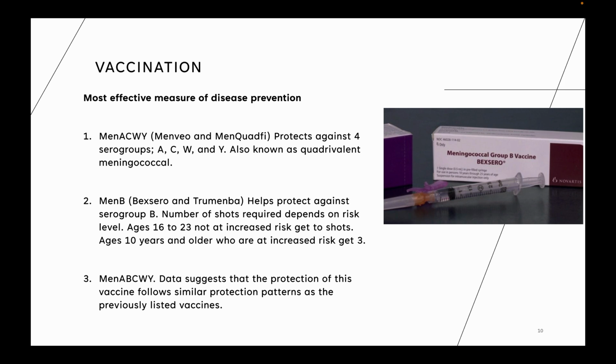The number of shots that a person will need to receive depends on the severity. So individuals that are age 16 to 23 that are not at an increased risk only get 2 shots. However, if they are 10 years or older and at an increased risk, they will get 3, according to the CDC. The MenABCWY vaccine provides a similar level and pattern of protection as the other 2 types of vaccines, but this would provide more protection in one injection.